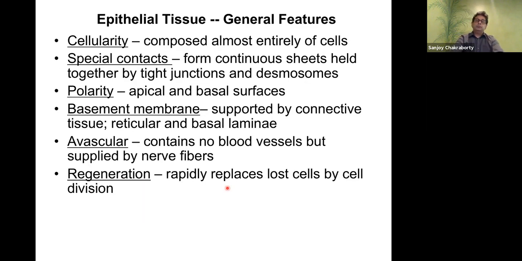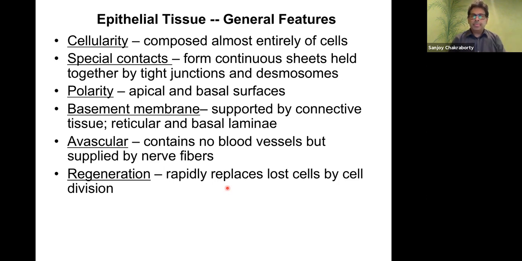So, epithelial tissue. This particular slide is very interesting, because you have to understand this. Why do we group all these cells together as epithelial tissue? The reason is they have some common denominators. They have some common features that they all contribute. They all work very similarly. What kind of features? Cellularity, spatial contacts, polarity, basement membrane, avascularity, and regeneration.